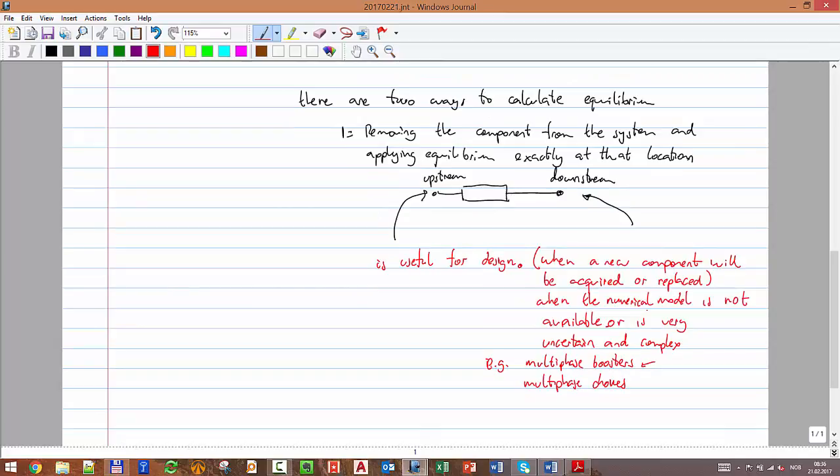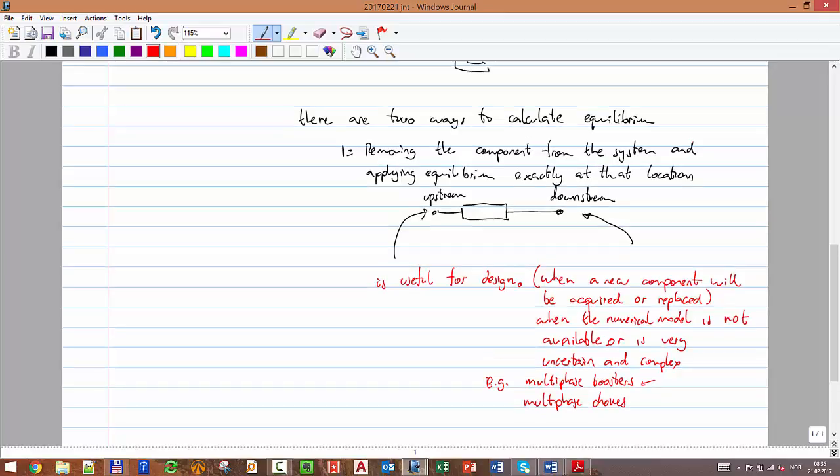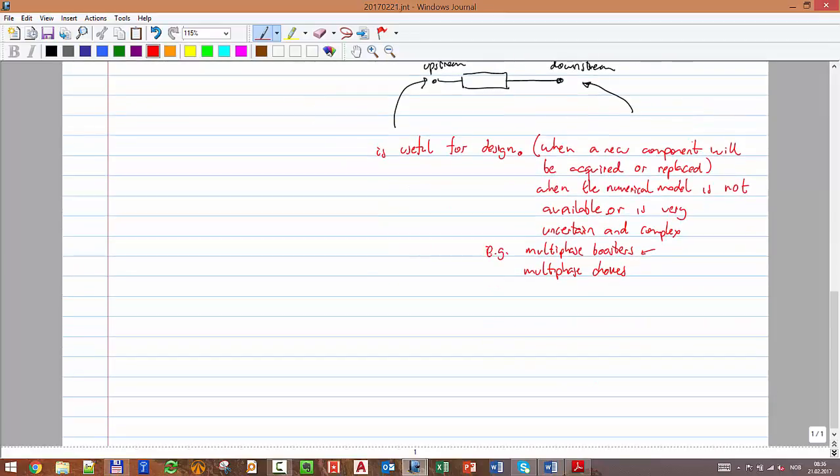And if you see, really removing the component exactly at that location. Another thing is that the desired rate and delta P have to be checked against the model once you have it.